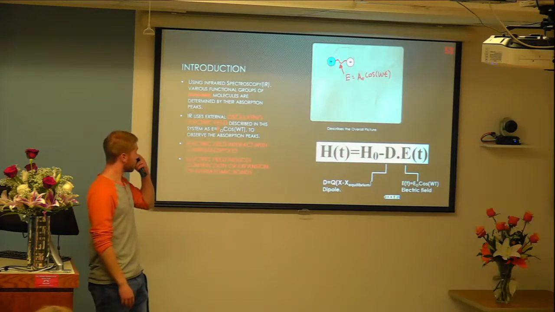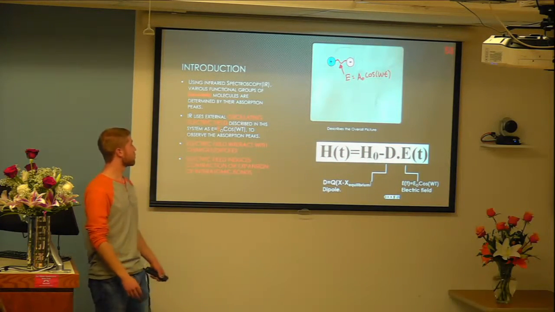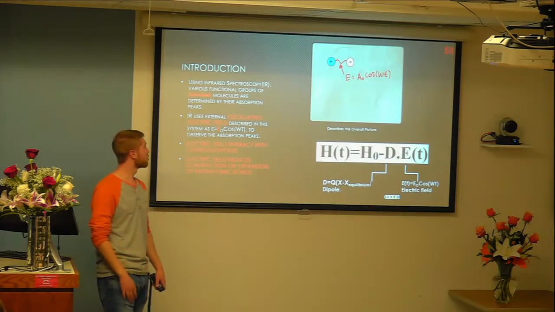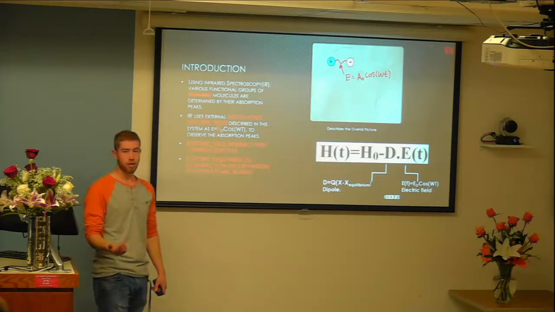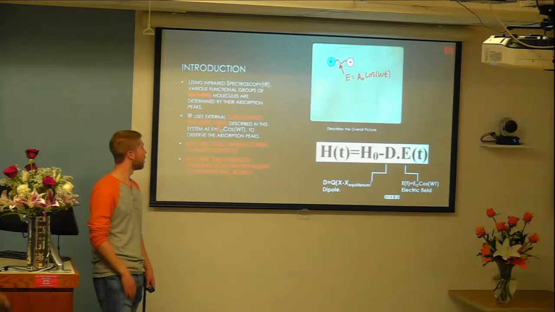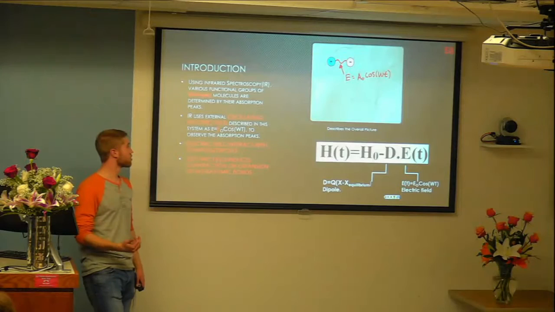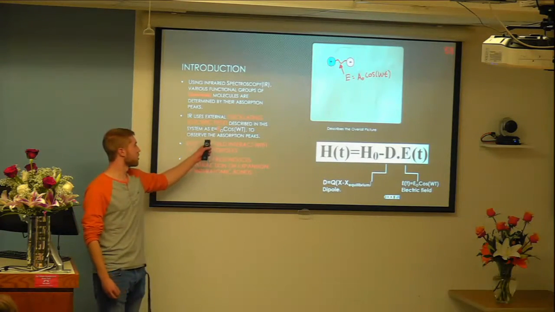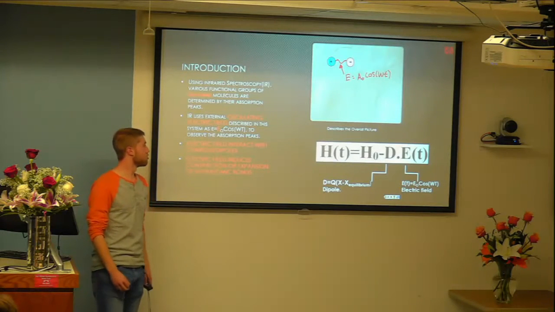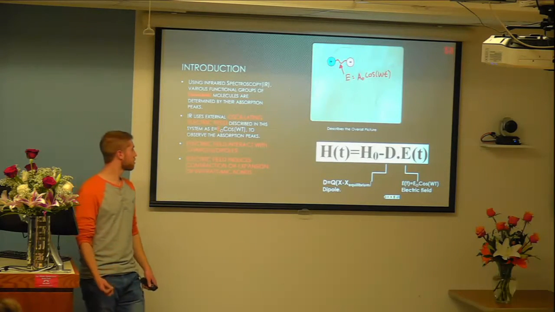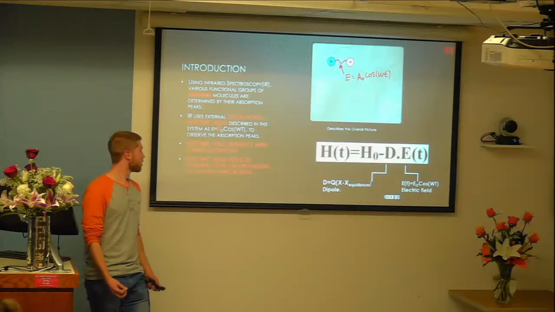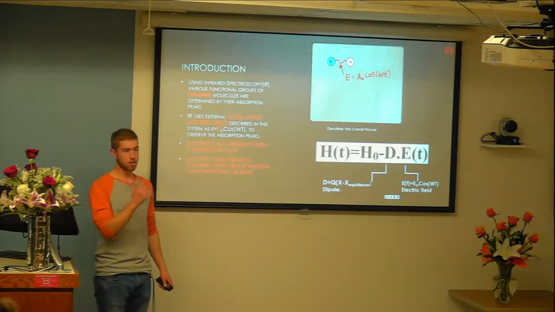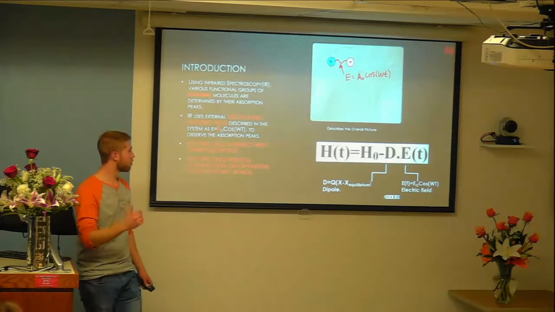So it's basically a little introduction. Using infrared spectroscopy, you can identify various functional groups just by observing their absorption peaks. IR uses an external oscillating electric field described in the system right here, to basically absorb these peaks. The electric field interacts with the charges of the dipoles, causing them to oscillate back and forth.